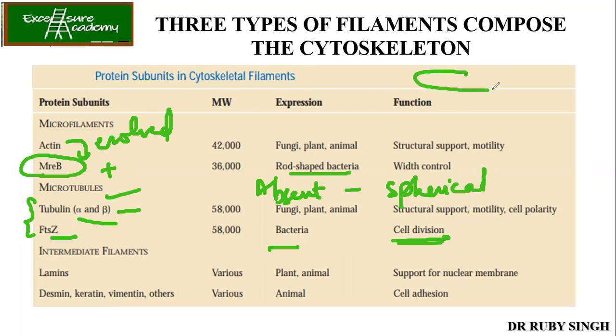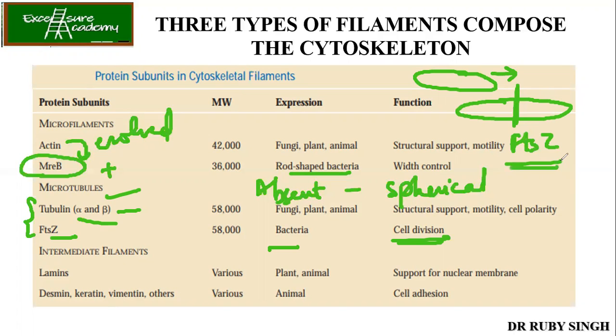Now, where do you see FtsZ in cell division? Whenever your bacterium is undergoing binary fission, it will increase in size, and finally it divides from here. This division is carried out by FtsZ. Clear? They form the contractile ring and eventually it splits into two. So this is how all these proteins play an important role in cell division. We'll come to that.